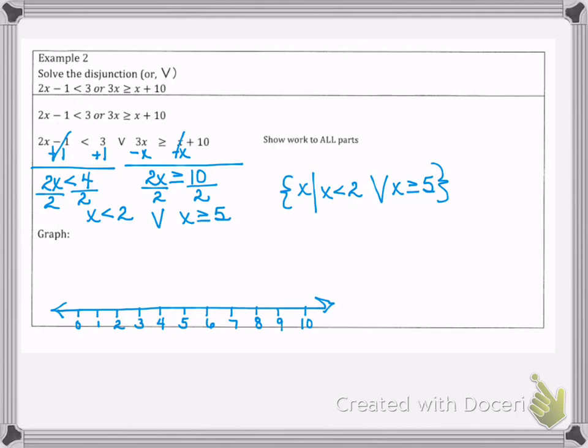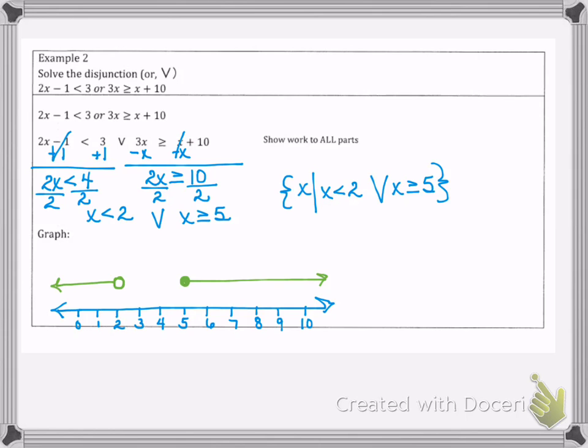Now with an OR graph, what you're going to look at is the one inequality. We have an open circle at 2, and shading to the left, this represents our x is less than 2. And for our second graph, it's going to be a closed circle at 5, shading to the right. And some of you might be thinking, well, there's two pieces of graph, can that be correct? And the answer is yes.